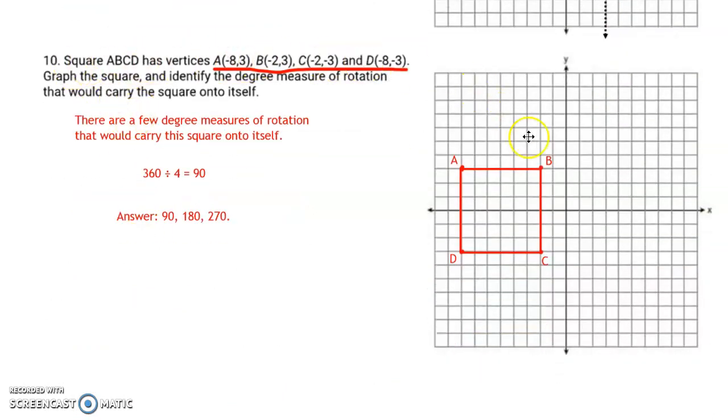For number 10, it's giving us a square to graph, but then it's just asking the minimum degree of rotation that would carry the square onto itself. Actually, all the degree measures that would carry the square onto itself. So I find the minimum degree of rotation, which is 90, and then add 90 to it a bunch of times until I get to the penultimate degree of rotation. I don't add another 90 because that would give us 360.